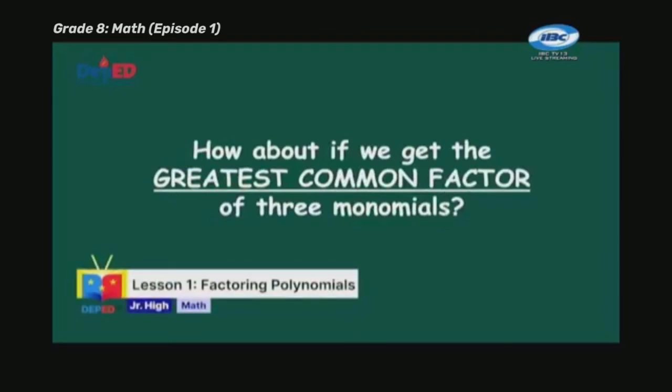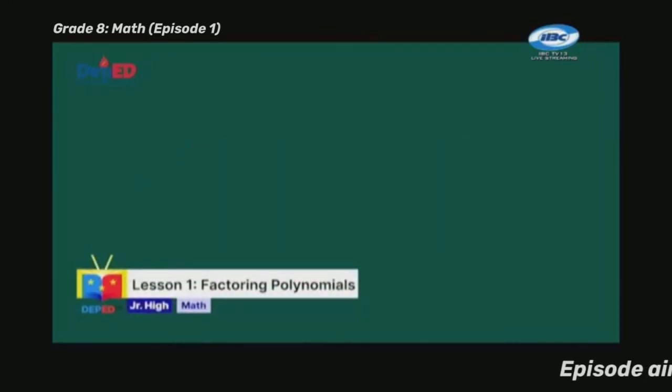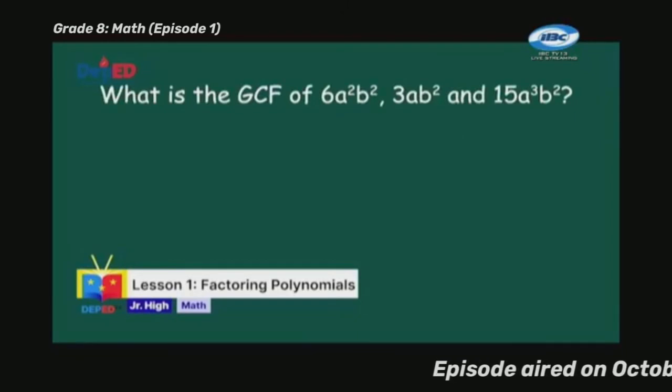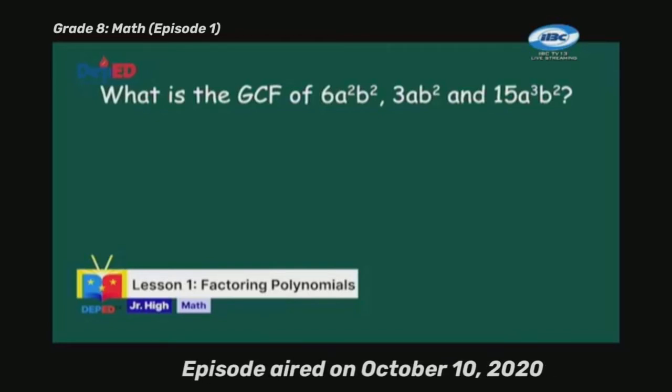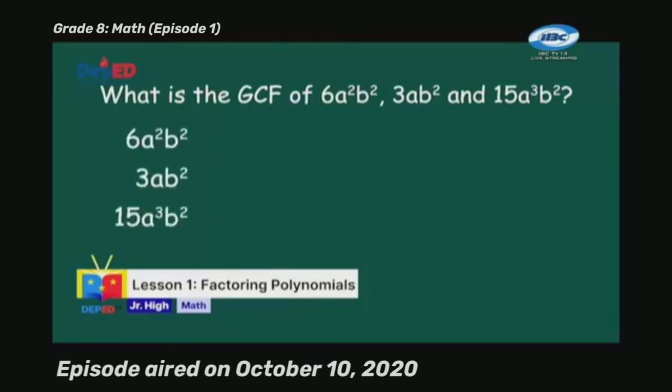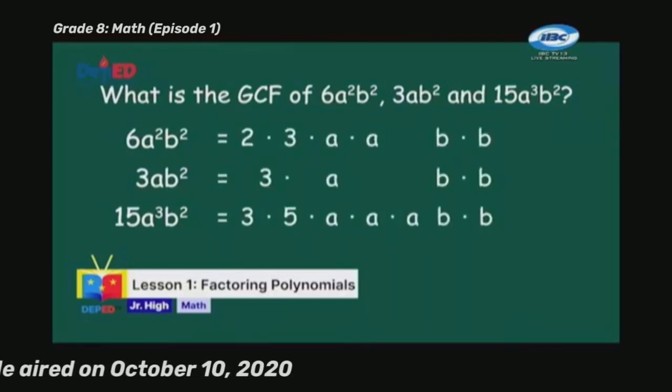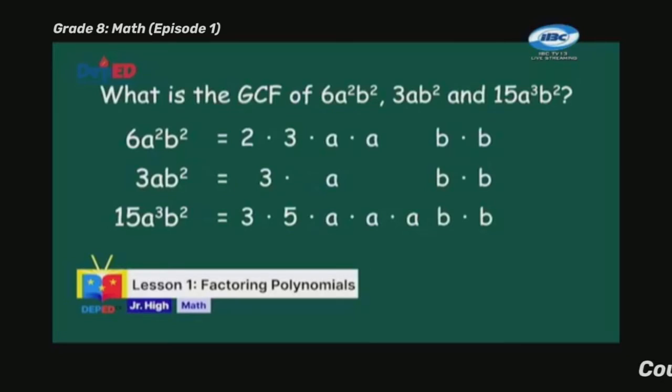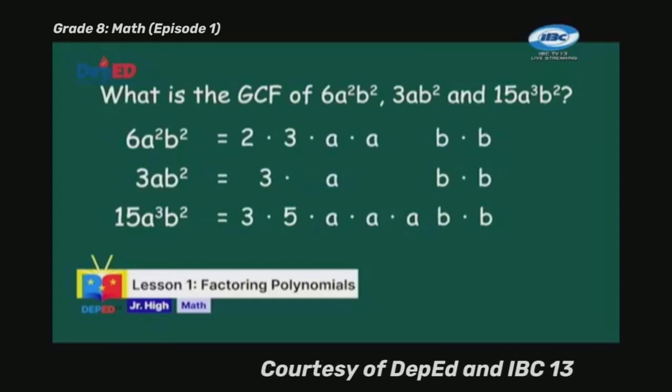How about if we get the greatest common factor of 3 monomials? What is the greatest common factor of 6a squared b squared, 3ab squared, and 15a cubed b squared? First, get their prime factors. 6a squared b squared is equal to 2 times 3 times a times a times b times b. How about 3ab squared? 3ab squared is just 3 times a times b times b. Note that we use two variables here, so it can be helpful to separate them in our solution.